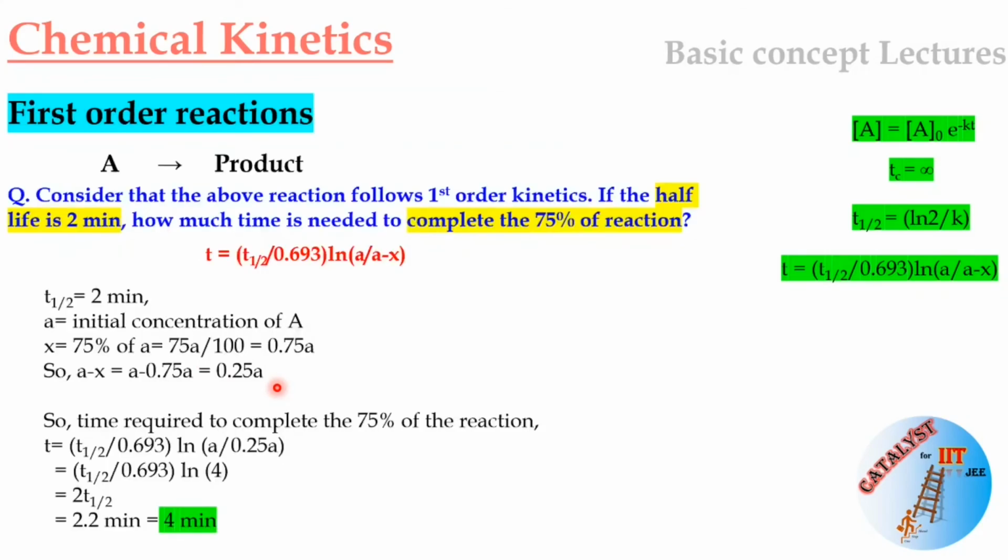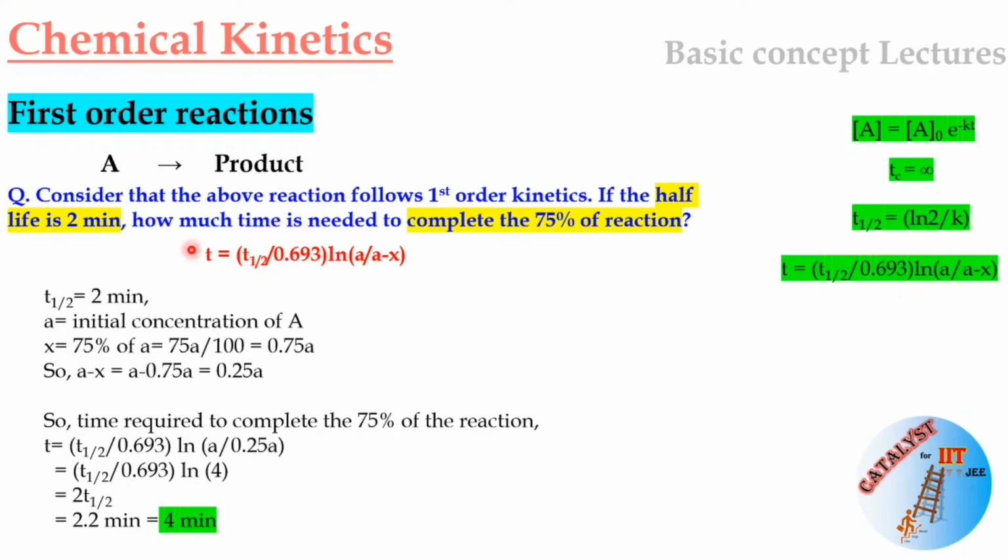Now let us look at an example question where A is forming your product, A is your reactant. Now consider that the above reaction follows first order kinetics. If the half-life is 2 minutes, so t half is given, how much time is needed to complete 75% of the reaction? So how much time is needed?